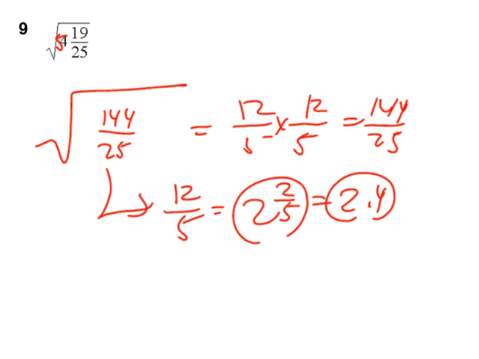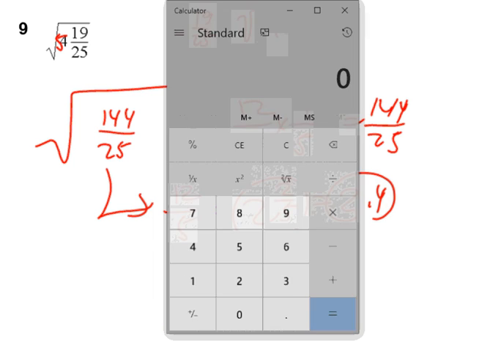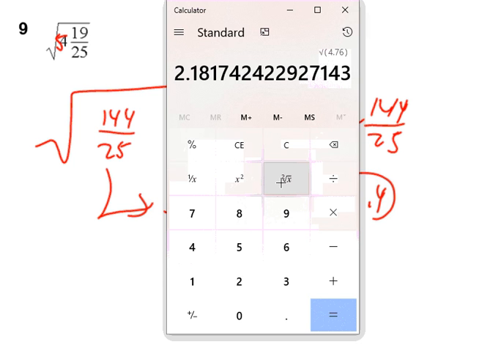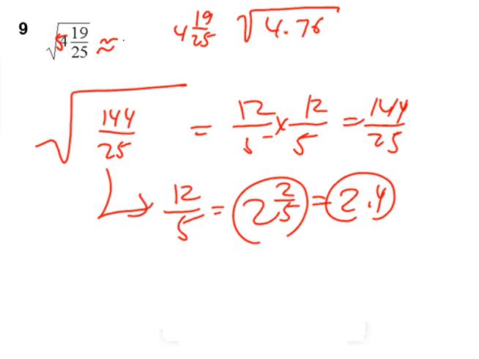Now, if you went to find the square root of 4 and 19/25 and you actually found it, you could change that to a decimal, which would be 4.76. So this is the same question. And if you took your calculator and found the square root of 4.76, it's approximately 2.18. So you'd say approximately 2.18. That's also correct if you wrote it that way. But I made a mistake, so no biggie.